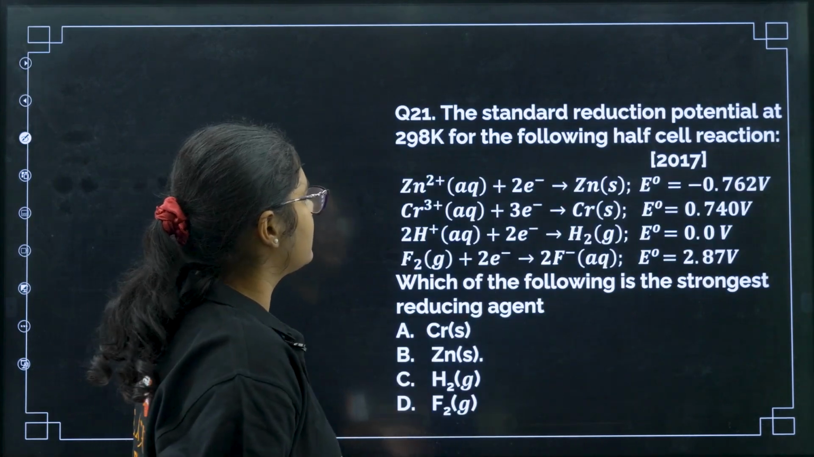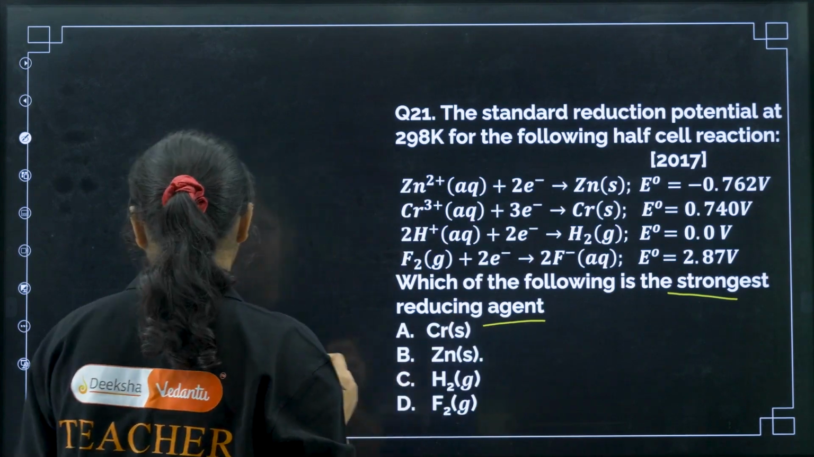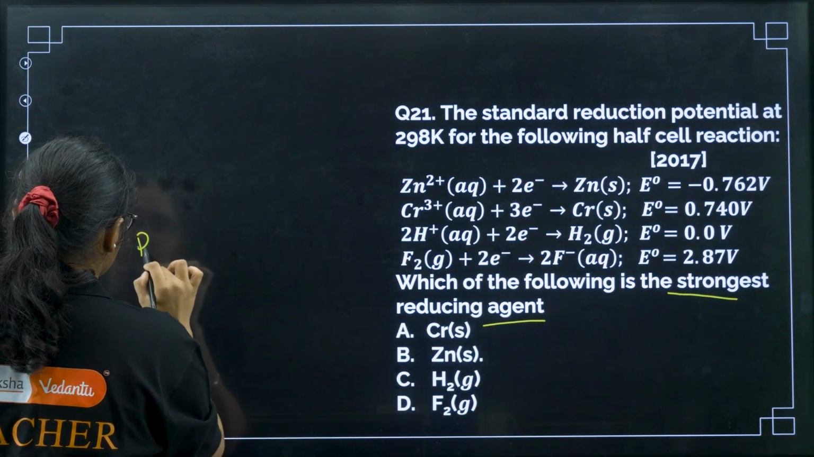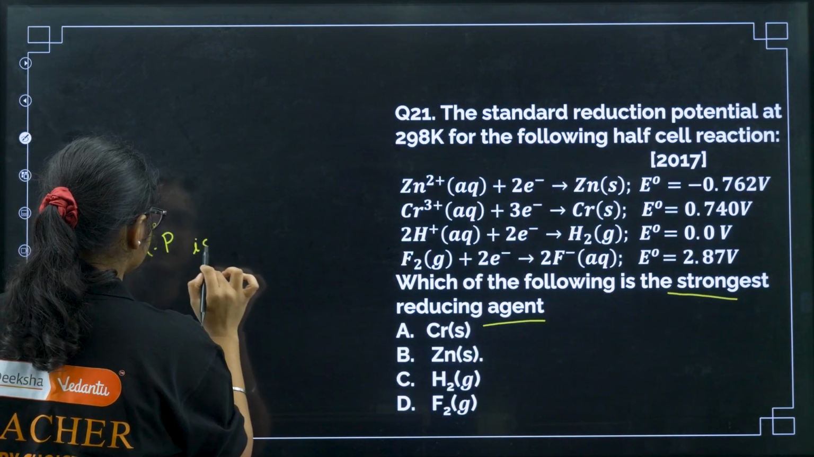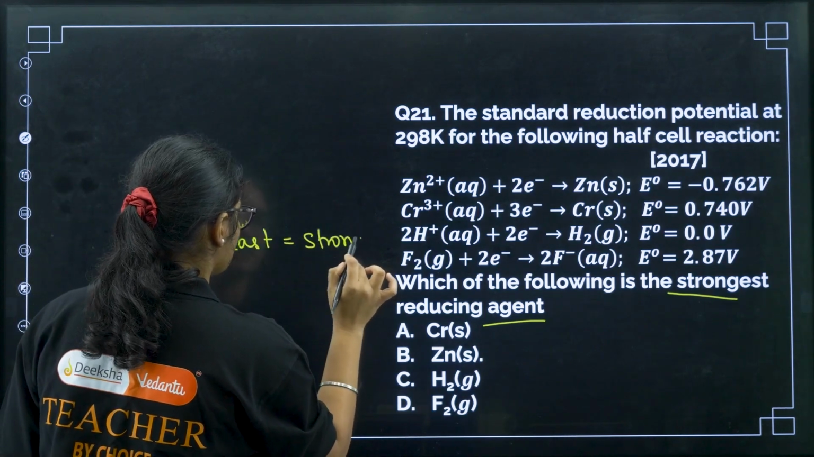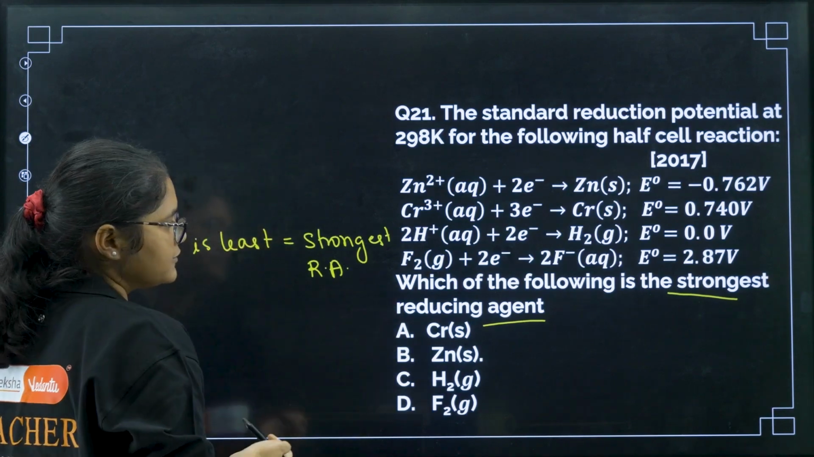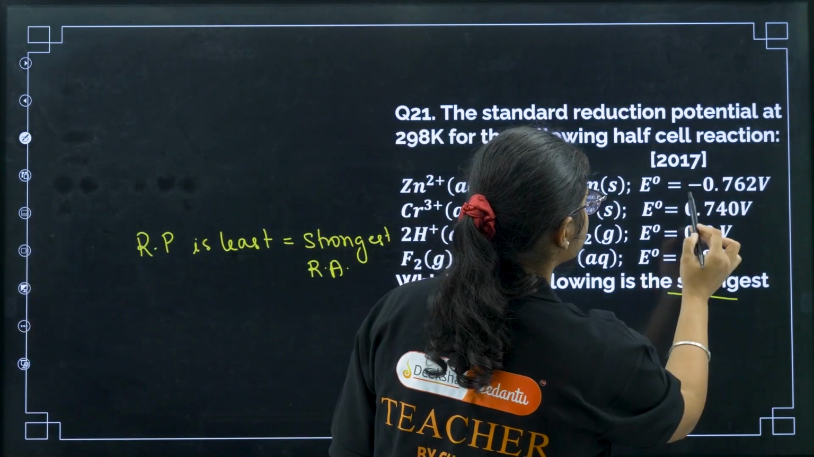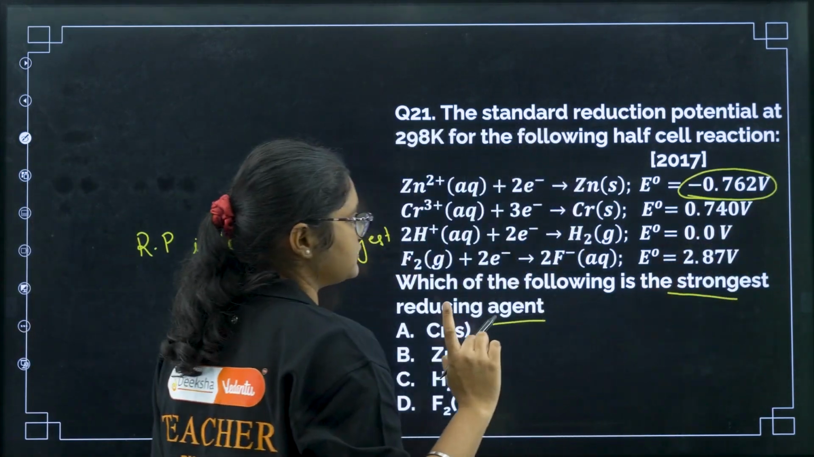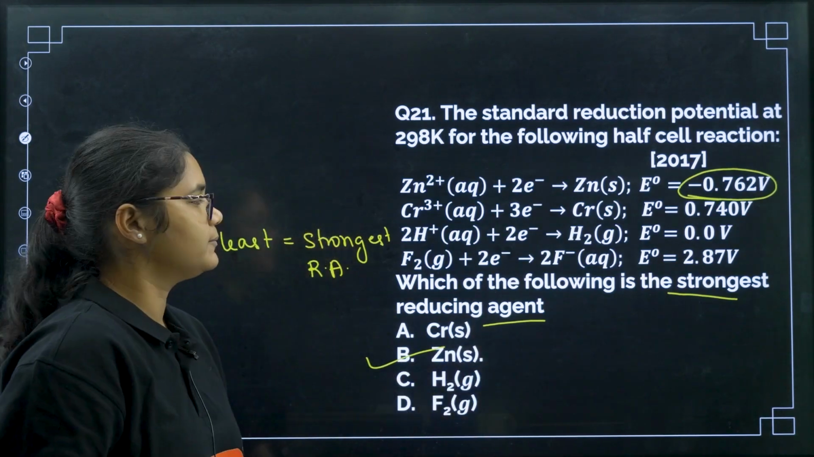Next, the standard reduction potential is given, you have to find the strongest reducing agent. So you should remember the one whose reduction potential is least, that is the strongest reducing agent. Now you can see out of all these options, this one has the least reduction potential, so it will be the strongest reducing agent, option number B.